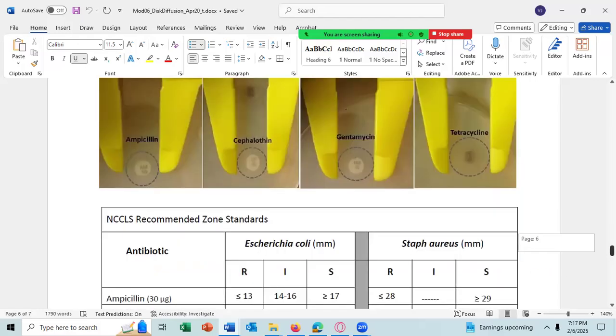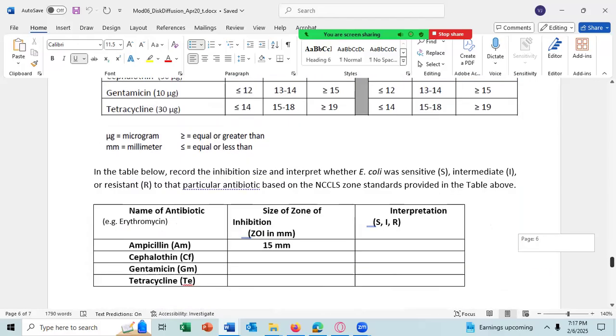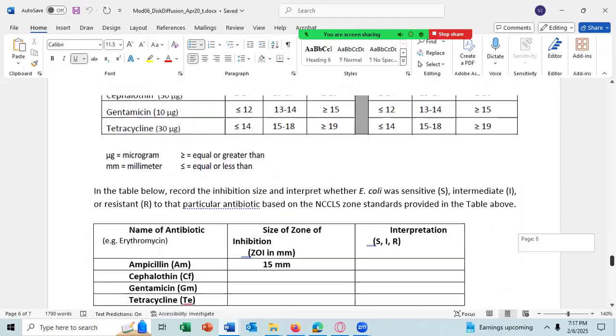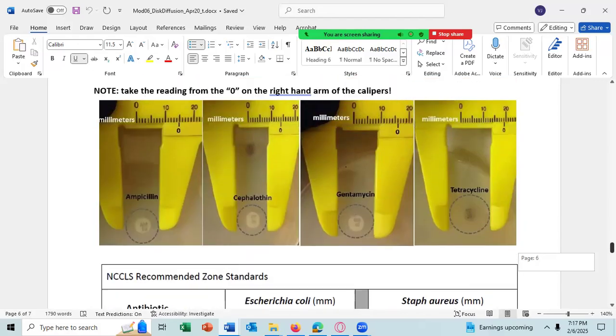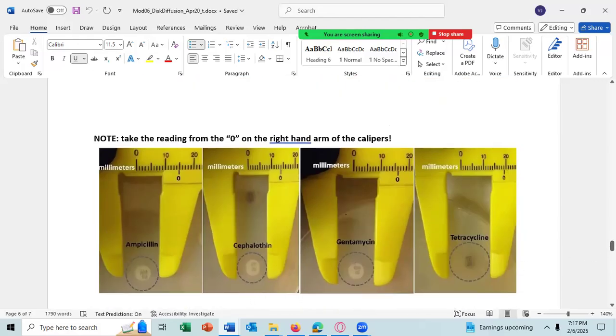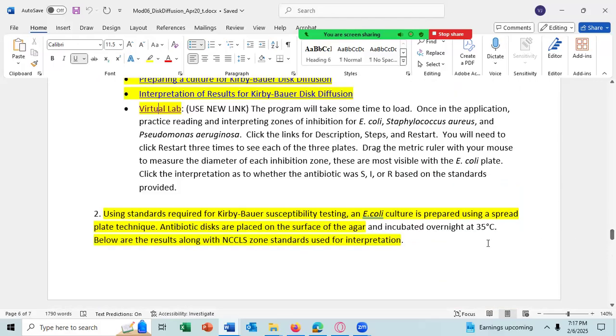All right. So the first one I've given to you, you can then take a look at where 15 millimeters is for ampicillin, and the bacteria is E. coli.